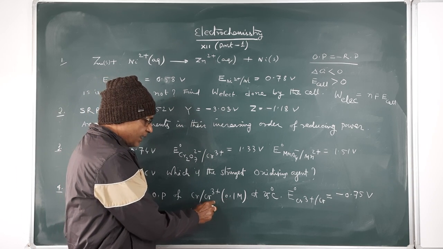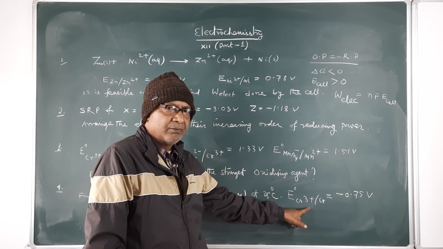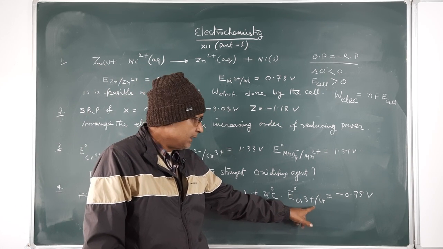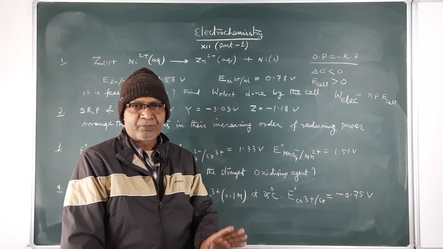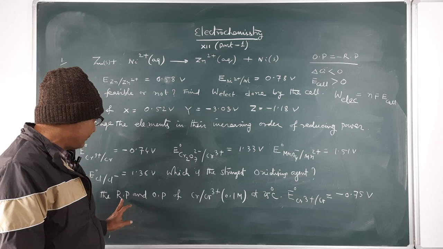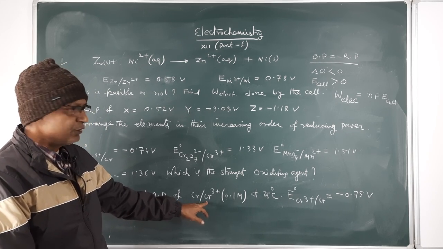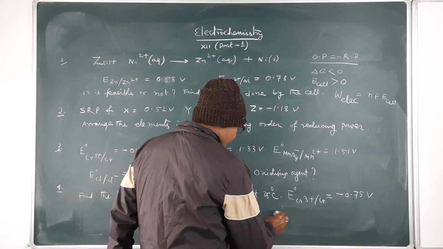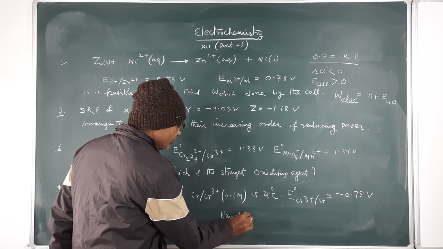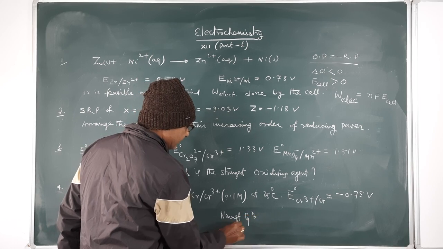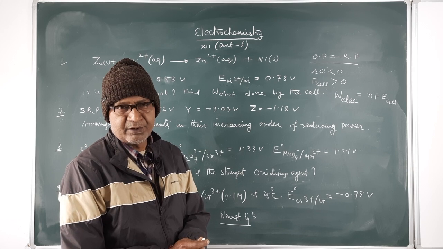The concentration of the electrolyte is given at 25 degrees centigrade, and the standard reduction potential is supplied to you. So this is a half cell. It is clear that you have to find the reduction potential and oxidation potential of this half cell, so you have to use the Nernst equation. You know how to write the Nernst equation for a half cell or for a complete cell.